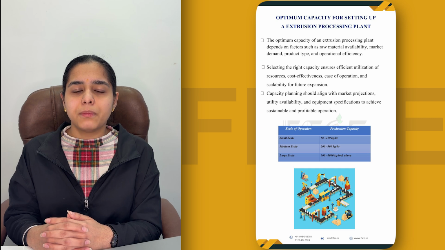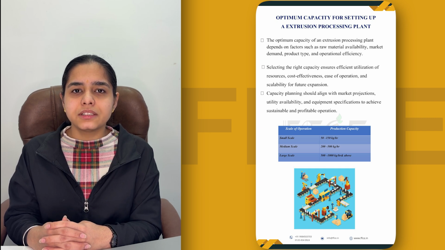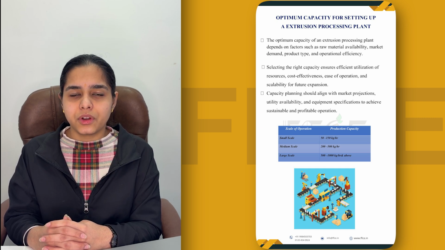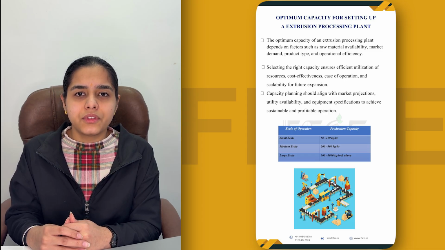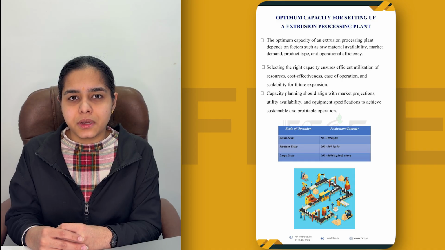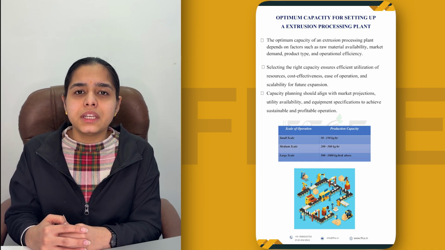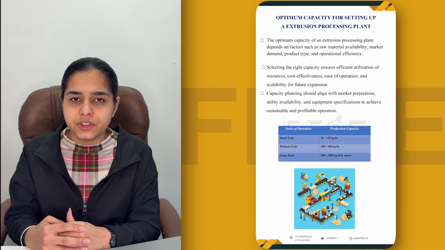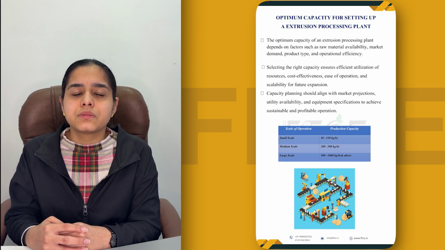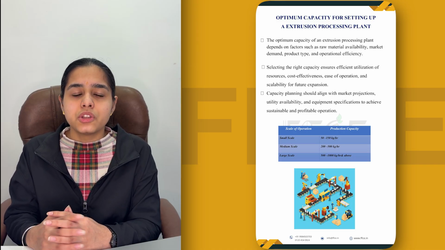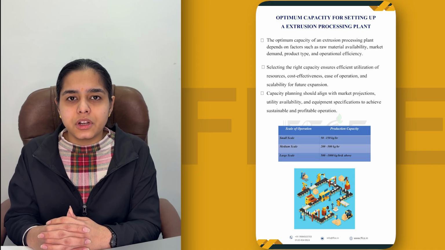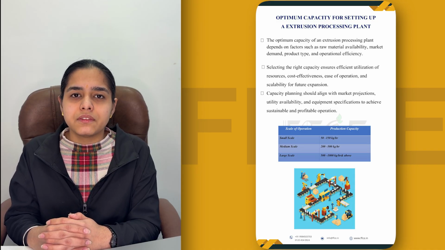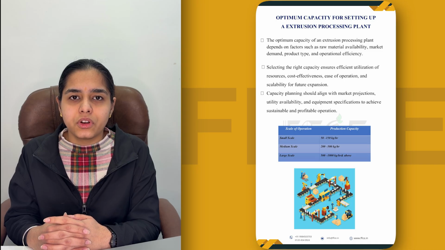Optimum capacity. Optimum capacity of a plant depends on the market availability of the raw material, the market demand, and the efficiency. Typical capacities for plant range from 50 to 150 kgs per hour for small scale plant. For medium scale, it ranges from 200 to 500 kgs, and for larger, it goes beyond 500 kgs per hour. Choosing proper capacities for a plant helps in proper raw material utilization, cost effectiveness, and also scope for future scalability.